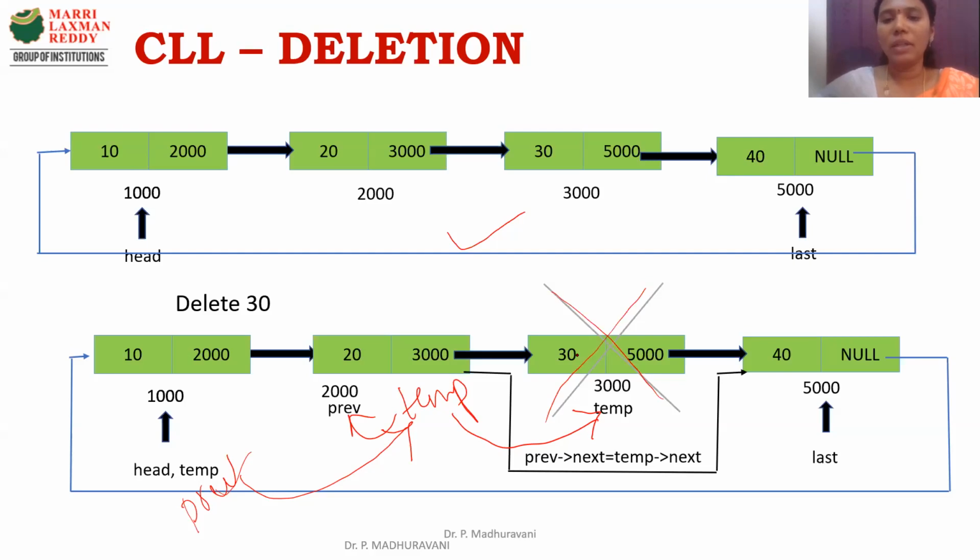Now identify the names for each node. This is temp, whereas this is temp arrow next. And this is previous, this is temp, and this is temp arrow next. Just give links between previous and temp arrow next. Simply previous arrow next equal to temp arrow next. Now you can permanently remove this temporary pointer by invoking free of temp.